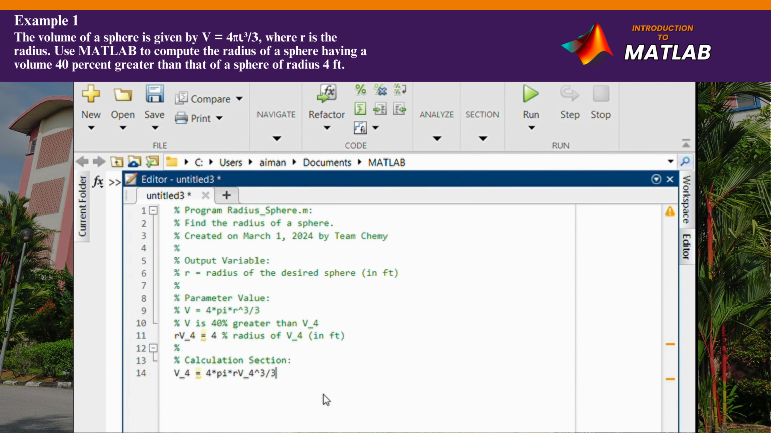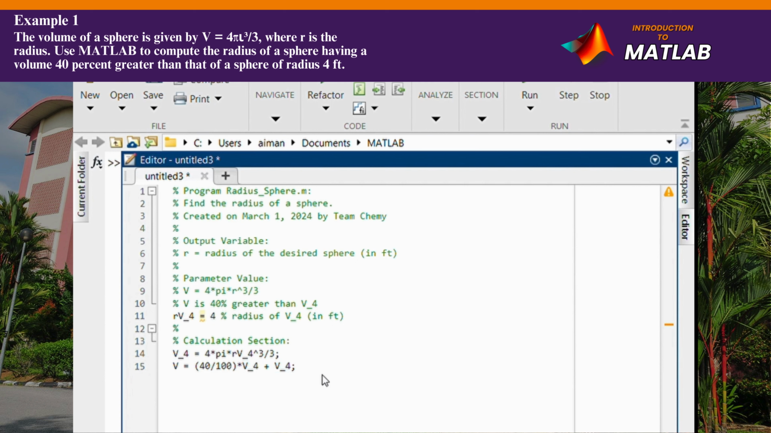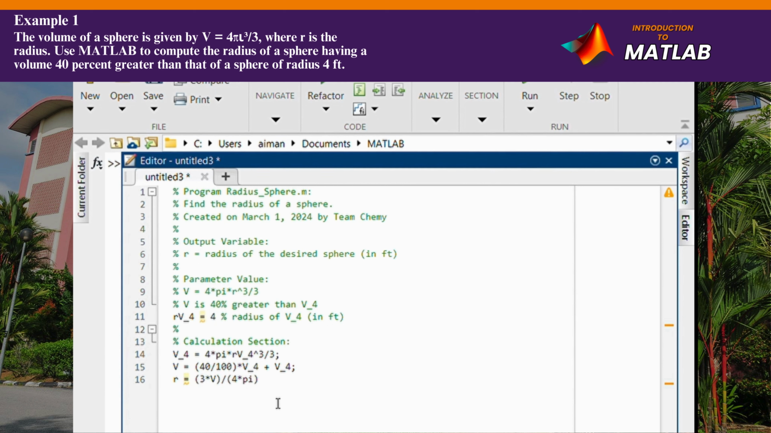After that, we can obtain the V because it is 40% greater than V_4. Then, we rearrange the equation and find the R value. Here, to calculate the cube root, I use the nthroot function. In this function bracket, it needs 2 values. At the left, I didn't put a value, but instead, we also can put any equation that can produce a value. At the left is what we want to root, and at the right what value of the root.